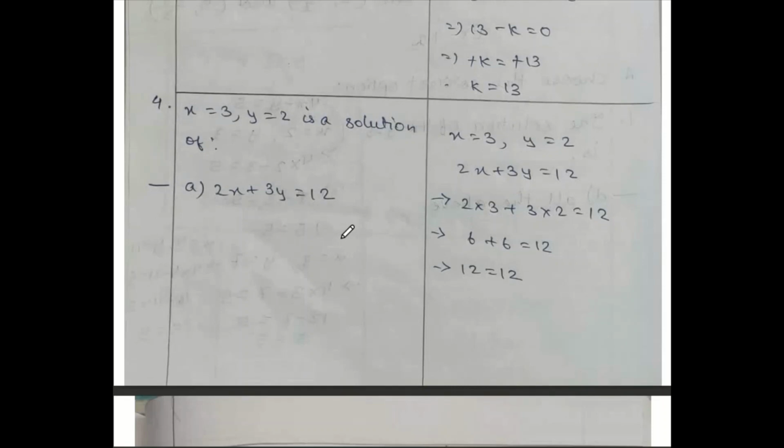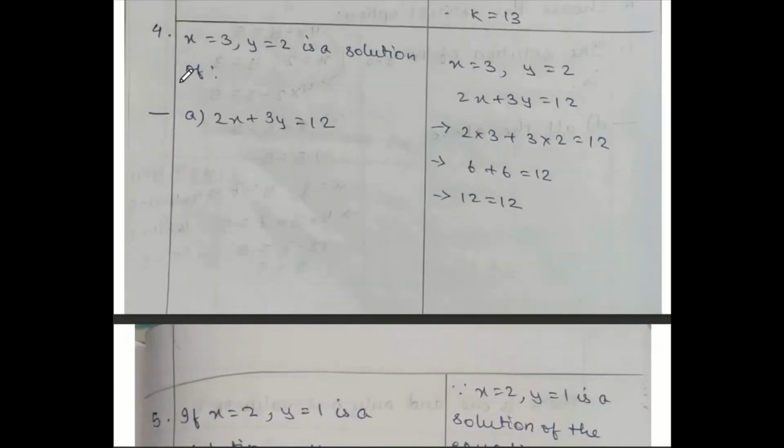Now fourth question, fourth MCQ. x equal to 3 and y equal to 2 is a solution for which equation? Four equations are there. For all the equations this may not be the solution. So I have tested the first option. If you can't understand, then all the options should be tested. In place of x I am putting 3, y I am putting 2. Then 2 3s are 6, 3 2s are 6, 6 plus 6 is 12. Left right is matching. That means this is a solution for this respective equation, not the others.